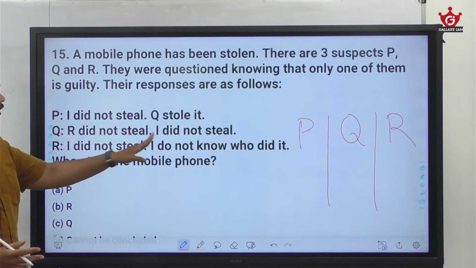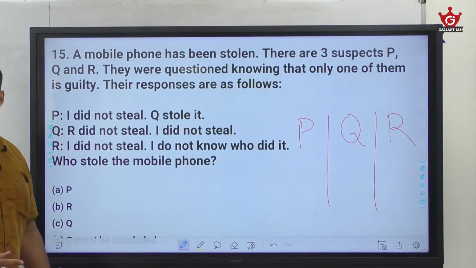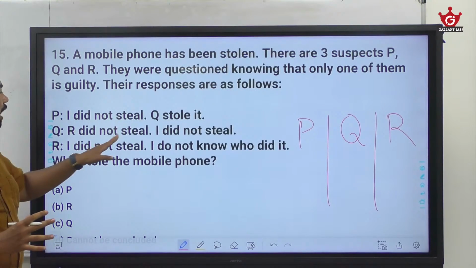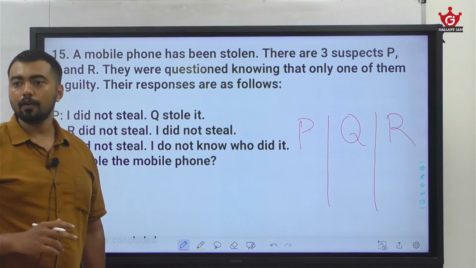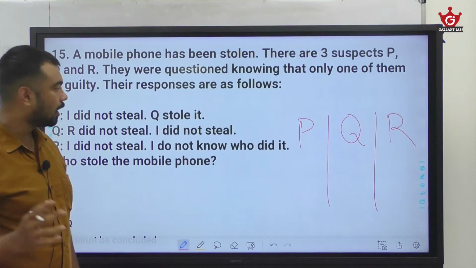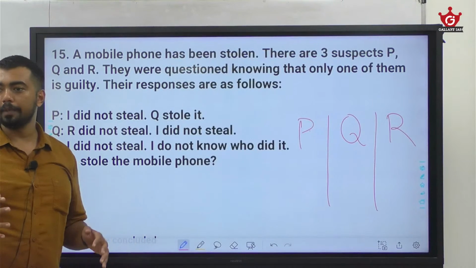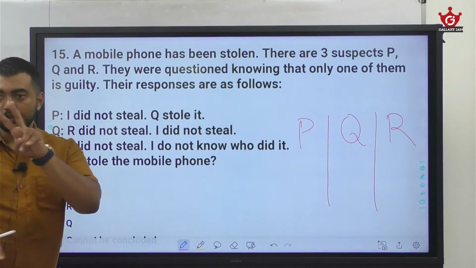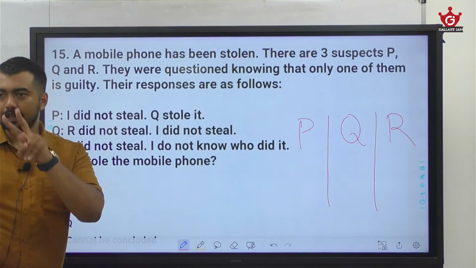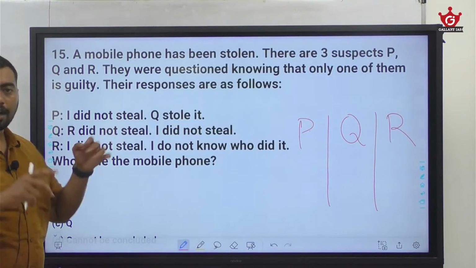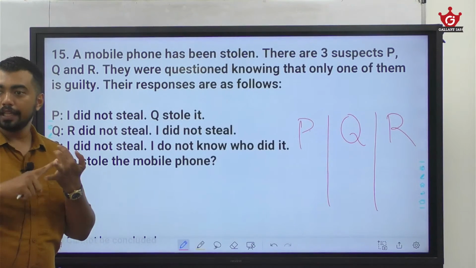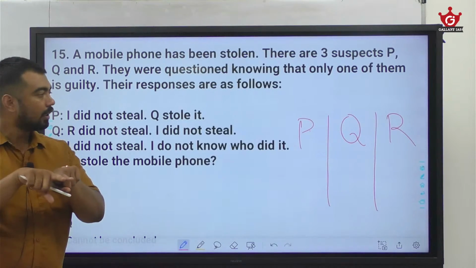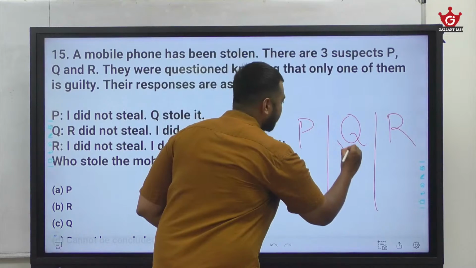And the second one, Q says that R did not steal. Next we are assuming that Q is the culprit. So Q says that R did not steal. What does it mean? R stole. And I did not steal means I stole. Only one of them is the culprit. But Q says that R did not steal. That means R also stole and he also stole. It doesn't stand. It doesn't satisfy each other. So we can say that Q is not the culprit.